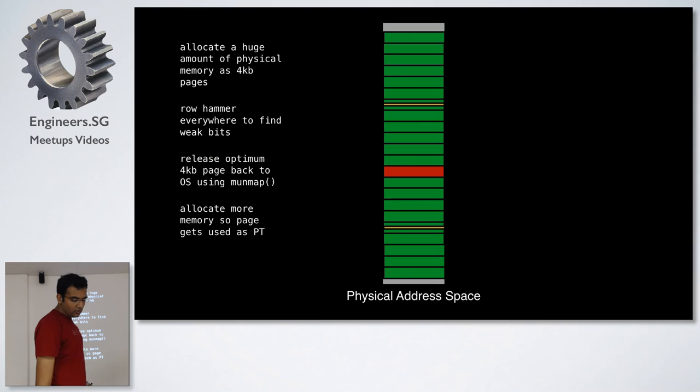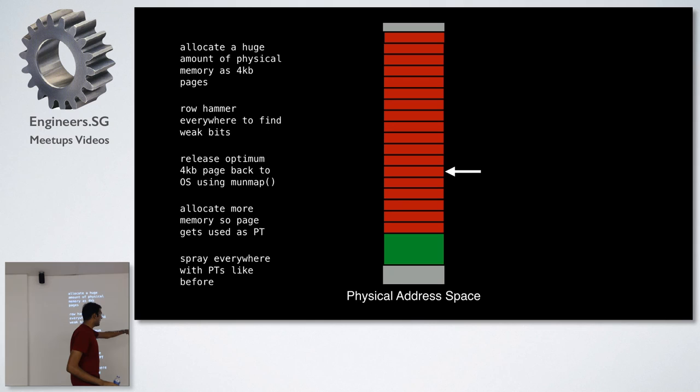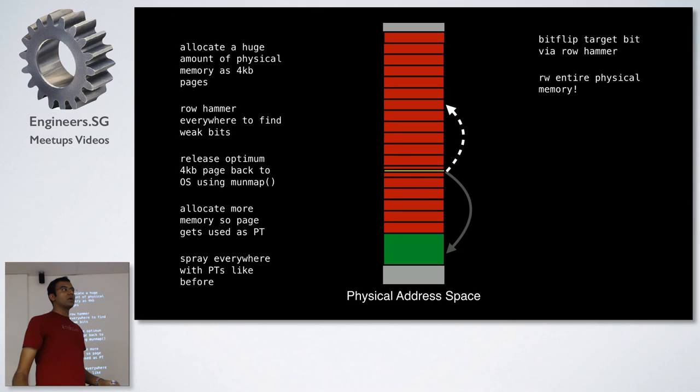Same thing again. So we know that basically if a bit flips there, it's going to be good for us. We do the same thing. We basically induce a bit flip, which causes that to point to something else, and now we have access to the entire physical memory in a much better way, in a much more lucky way. There are more exploits, so that's just one of the exploits out there.